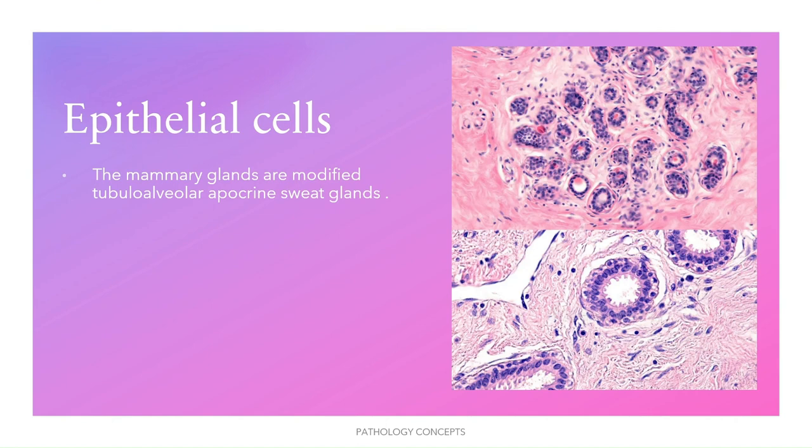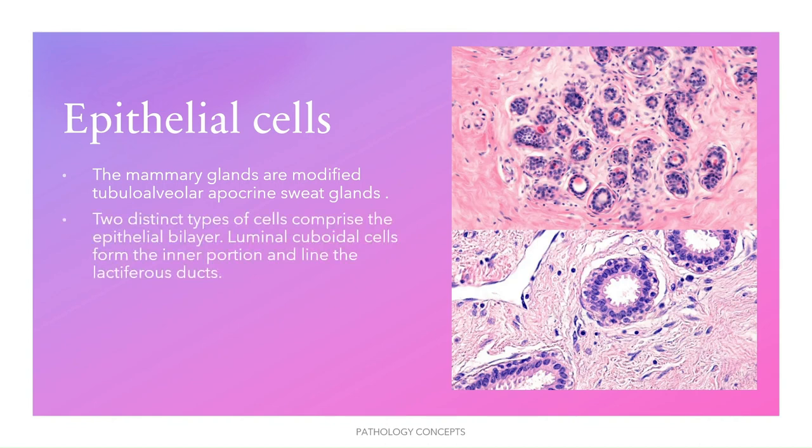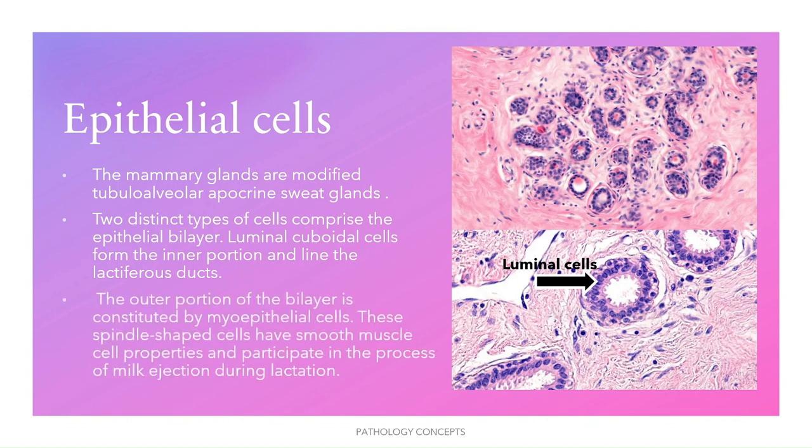Epithelial cells. The mammary glands are modified tubulo-alveolar apocrine sweat glands. Two distinct types of cells comprise the epithelial bilayer. Luminal cuboidal cells form the inner portion and line the lactiferous ducts. These are the luminal cells. And the outer portion of the bilayer is constituted by myoepithelial cells. These are spindle-shaped cells. They have smooth muscle cell properties and participate in the process of milk ejection during lactation.